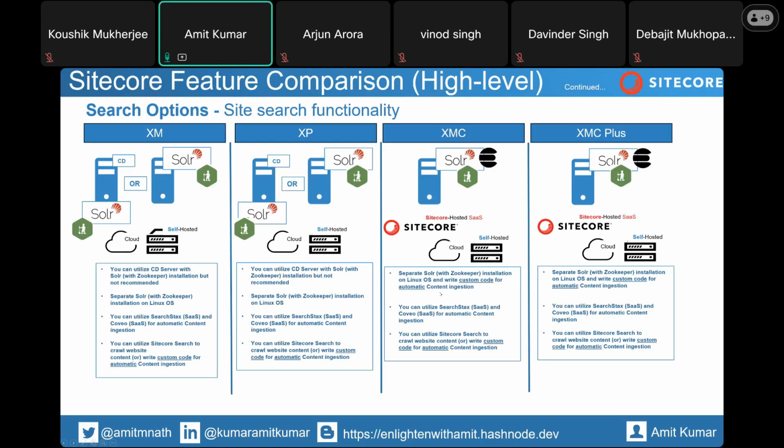In case of XM Cloud, the best option is that you can go with Sitecore Search, so that you can do website crawling, which is easy, and you have an AI-driven front end or content delivery of your search items, which is very good to implement a personalized or custom experience for the end user. But you can also go with setup of your own Solr infrastructure.